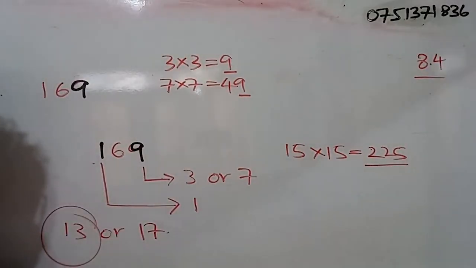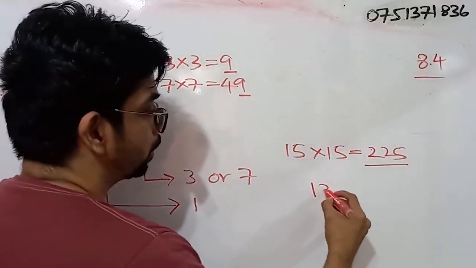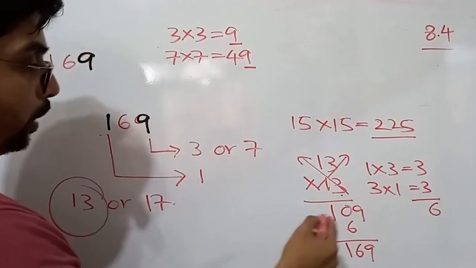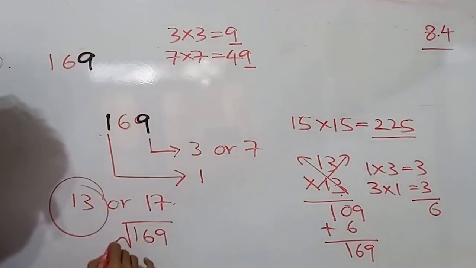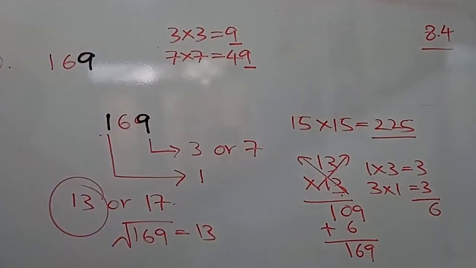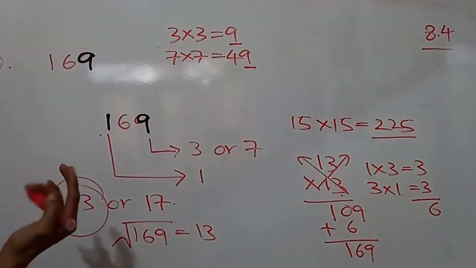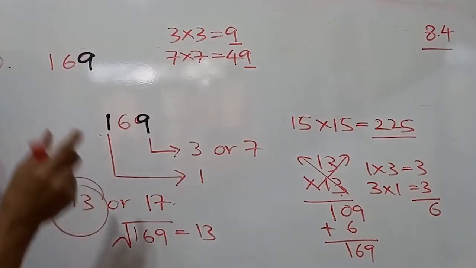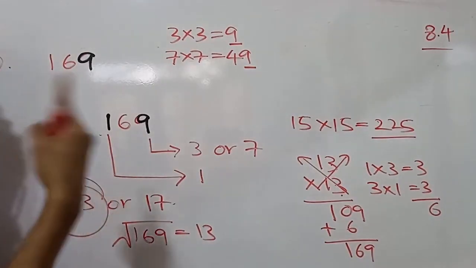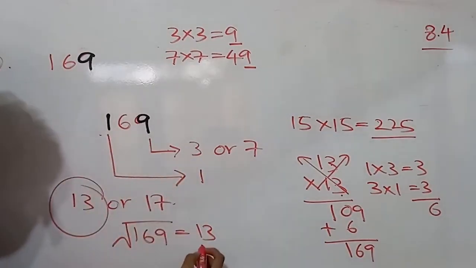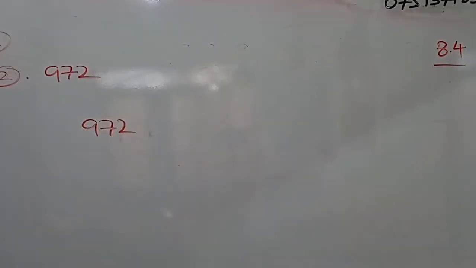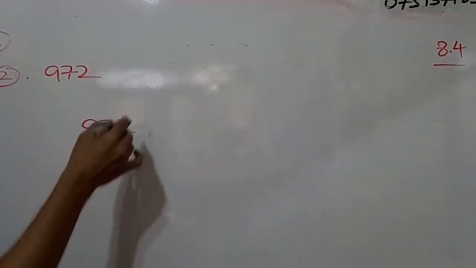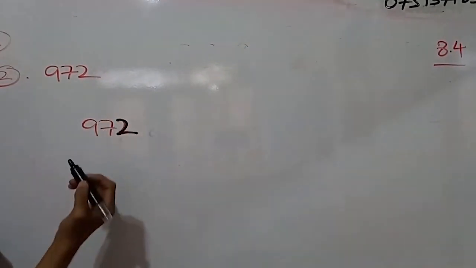13 can be our answer. So we will multiply 13 into 13. So here the square root of 169 is 13. The answer actually has two parts: 169 is a perfect square and the square root is 13. Right? Next, 972.